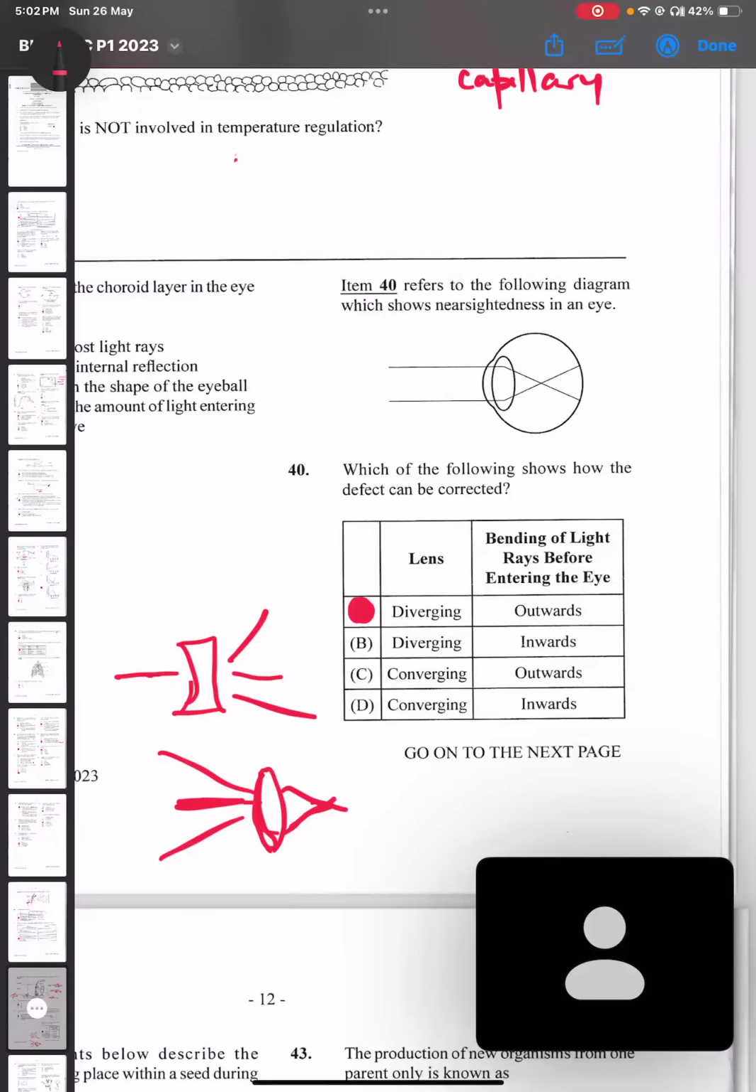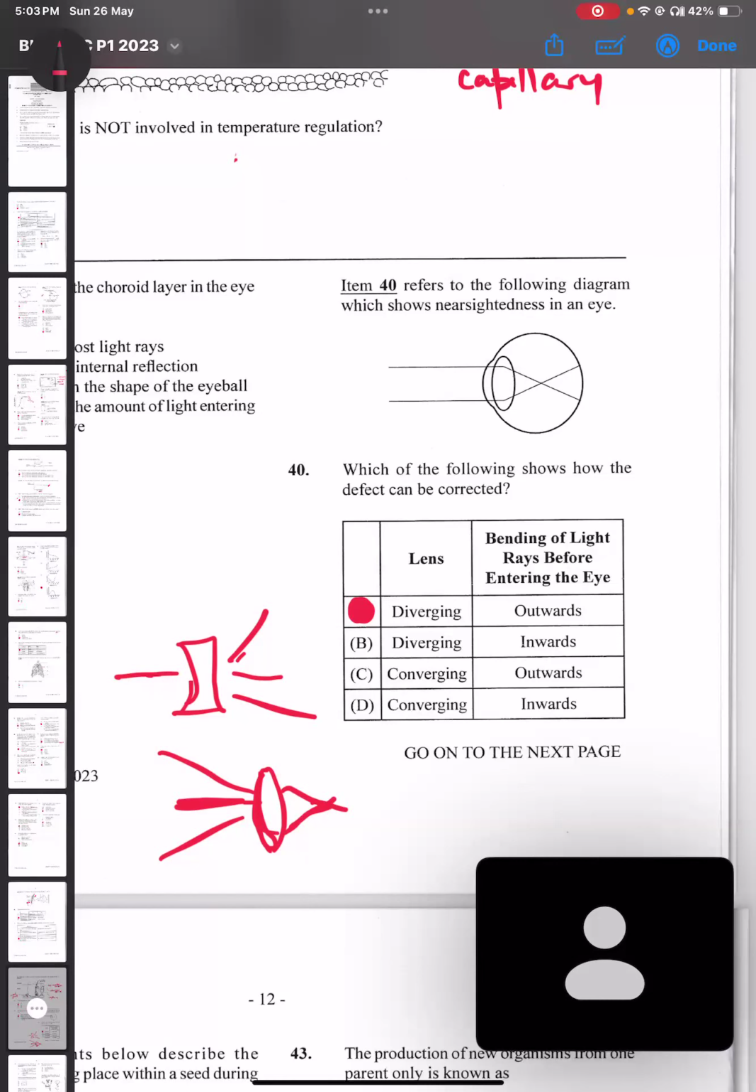So your concave lens, which is what they call the diverging lens, spreads the light rays out into different directions. And then the converging lens, which is what they call a convex lens, brings them closer together. So could you now understand the difference between the two of them?